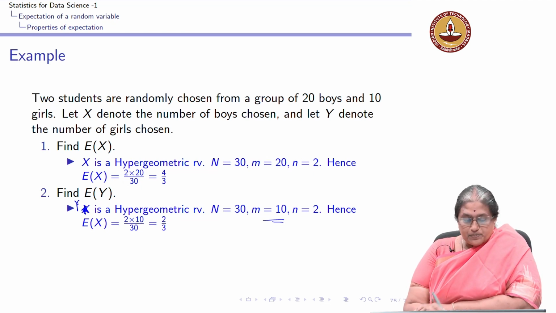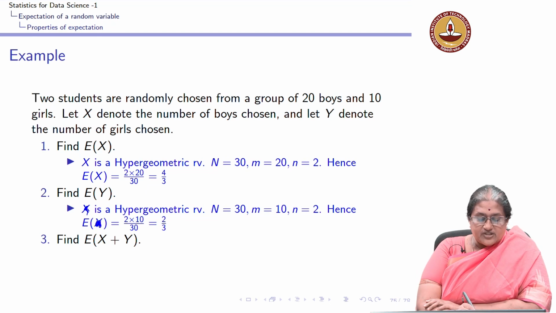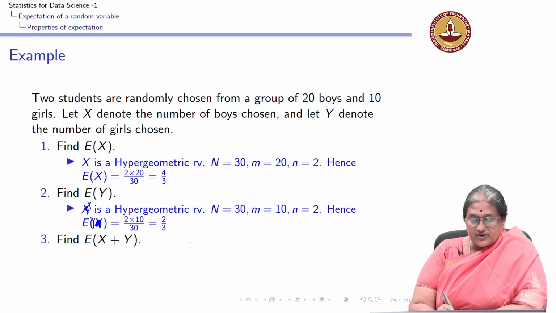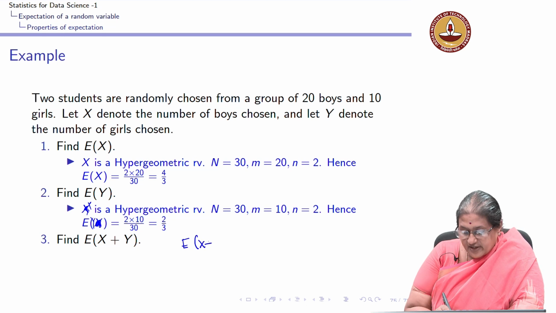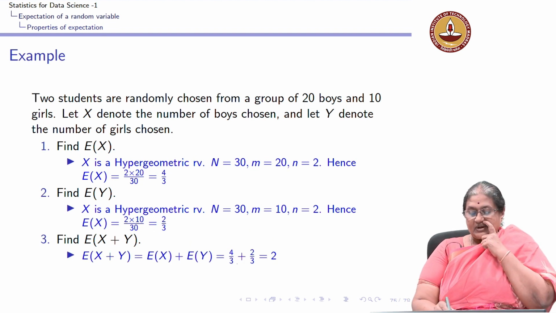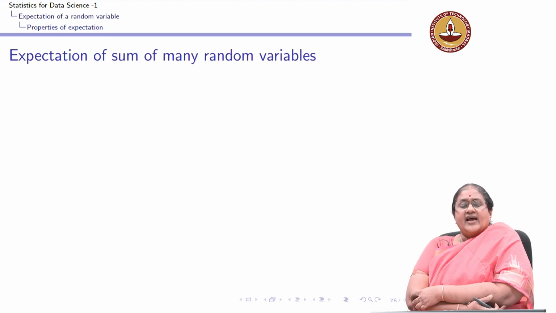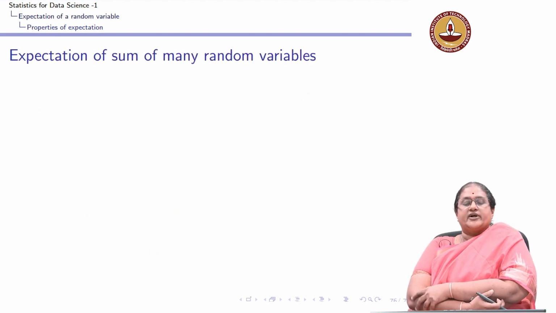Now, what is the expected value of x plus y? I can check that expected value of x plus y is expectation of x plus expectation of y, which is 4 by 3 plus 2 by 3, which is equal to 2. So, I get expectation of x plus y is equal to 2. I can extend this property.